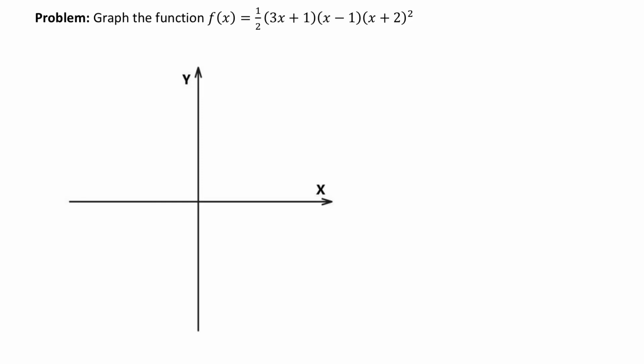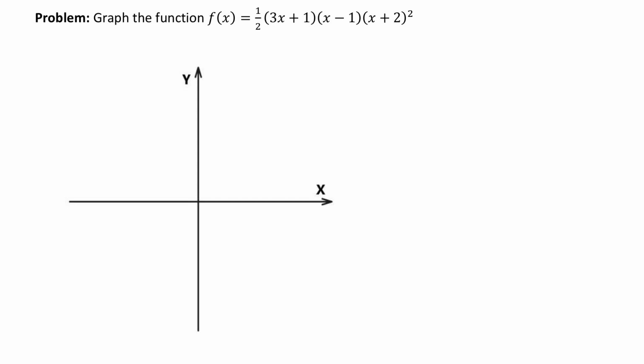Hello. In this video, we're going to look at graphing polynomial functions. Now, let's say we have a polynomial like 1/2 (3x + 1)(x - 1)(x + 2)². How would we make a graph for a function like this? The basic idea is we're going to do the reverse process of what we did before. Before we were given a graph and asked to find the polynomial, and now we are given a polynomial and we're asked to find the graph.